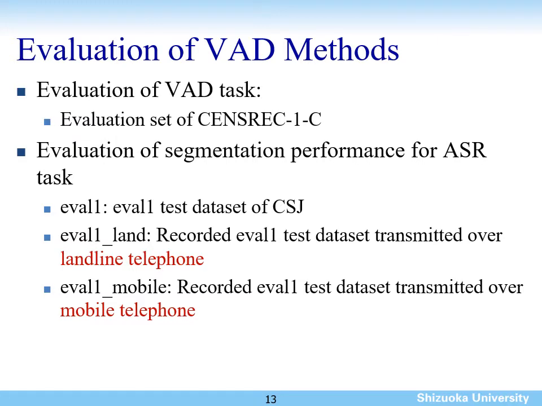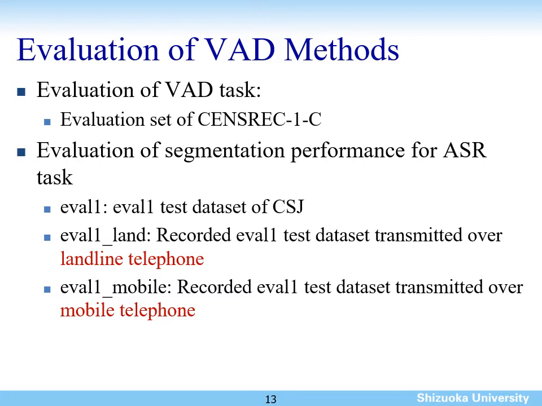We evaluate VAD models itself for the VAD task and the effect of segmentation using DNN-based VAD for the ASR task. To evaluate the VAD task, we have used the simulated evaluation set of the SenseRec 1C corpus. To evaluate the effect of segmentation on the performance of the ASR task, we have used the eval1 test dataset of CSJ and its telephone versions, eval1 land and eval1 mobile.